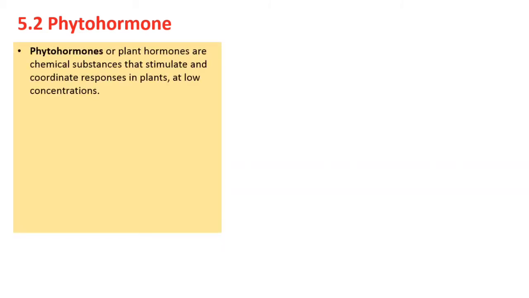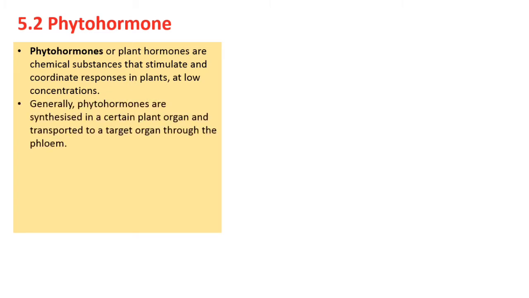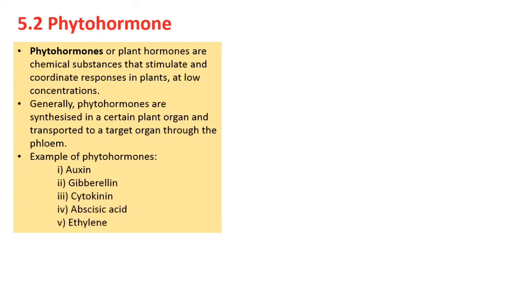What is phytohormone? Phytohormones, or plant hormones, are chemical substances that stimulate and coordinate responses in plants at low concentration. Generally, phytohormones are synthesized in a certain plant organ and transported to a target organ through the phloem. Examples of phytohormones are auxin, gibberellin, cytokinin, abscisic acid and ethylene.